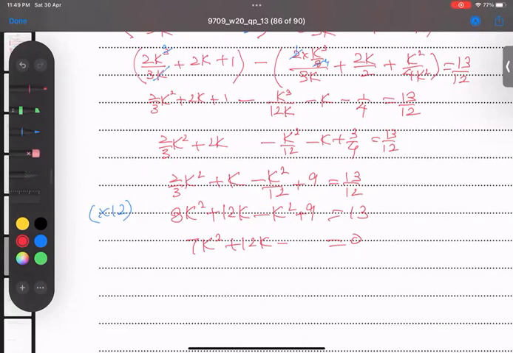So it means 9 minus 13. I got a negative 4. Alhamdulillah. Now 7 fours are 28. 7 fours are 28.